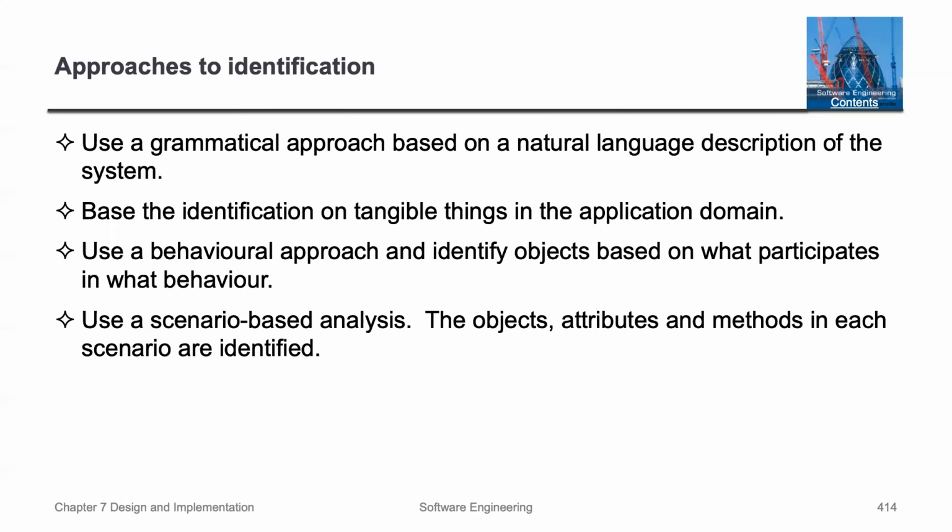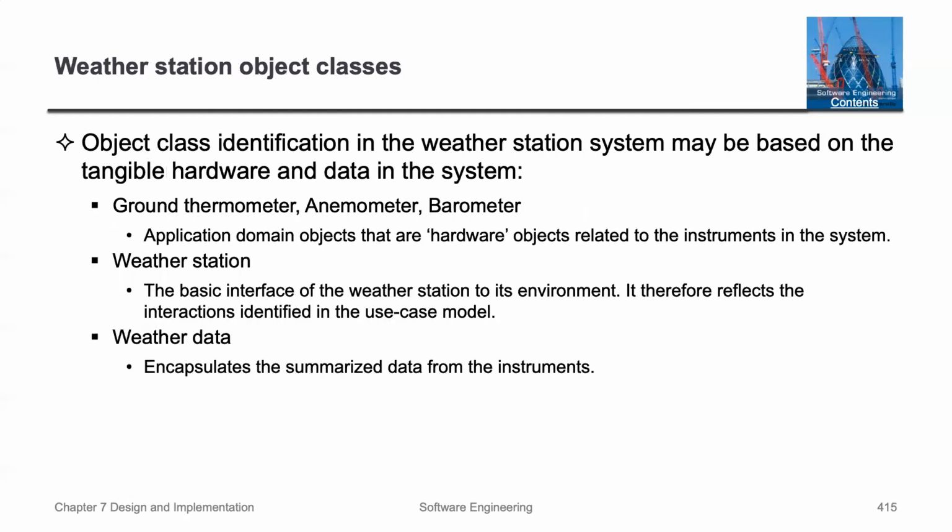So in terms of approaches to identification, you can use a grammatical approach based on a natural language description of the system, based on the identification of tangible things in an application domain. You can use a behavior approach and identify objects based on what participates in what behavior. And you can use a scenario-based analysis. The objects, attributes, and methods in each scenario are identified.